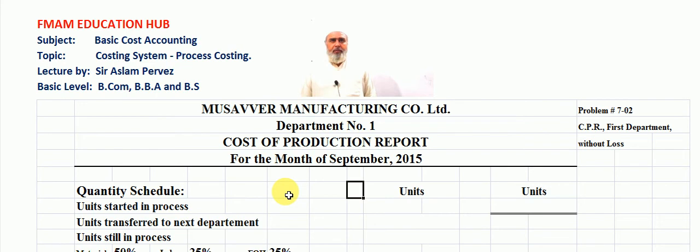Students, the production is started at this point in this department. Then units started in process are 40,000 units. The units transferred to the next department are 35,000 and units still in process are 5,000 units, in ending inventory.